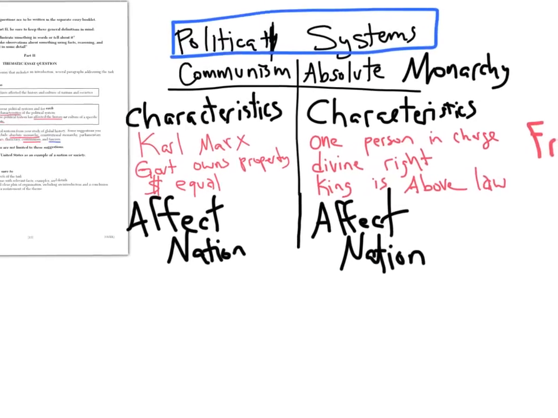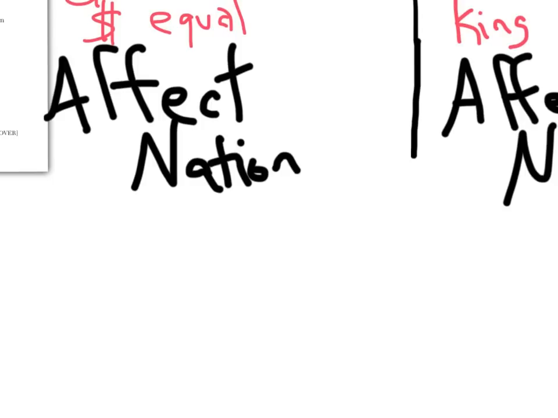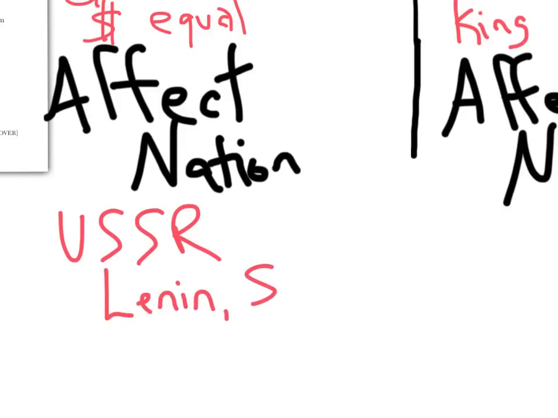So we've also got to talk about how this affects nations. What are some ways communism has affected nations? Well, we can think about what? We can think about China. We can think about Cuba. We can also think about the USSR. We can talk about Lenin. We can talk about Stalin. What else can we talk about?